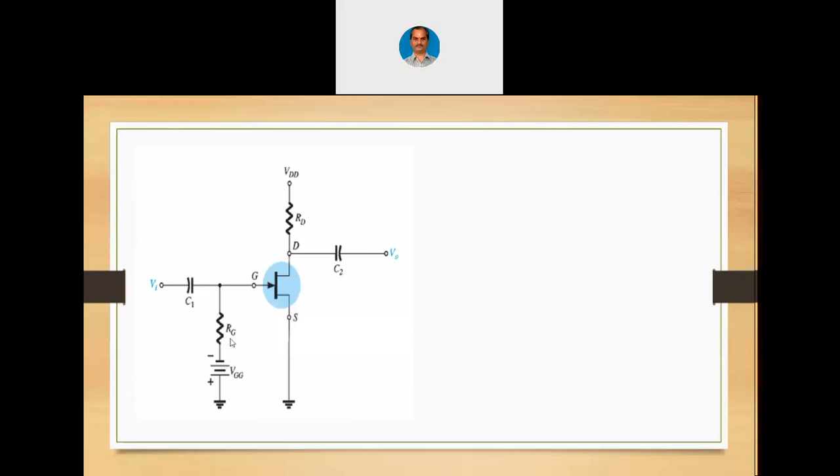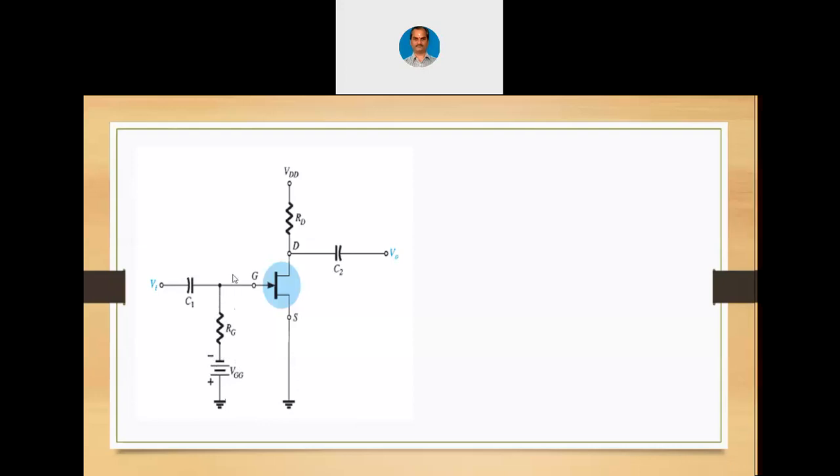See, if this RG is not connected, then the input will be absorbed by this power supply itself. Remember the AC ground concept? In the AC ground concept, when AC comes, even the power supply works like a large capacitor. So if I apply input here, if this RG is not there, if VGG is directly connected here, then all the signal will directly go to the DC battery itself. Even though its negative terminal is connected, this DC supply will never allow the gate voltage to vary.